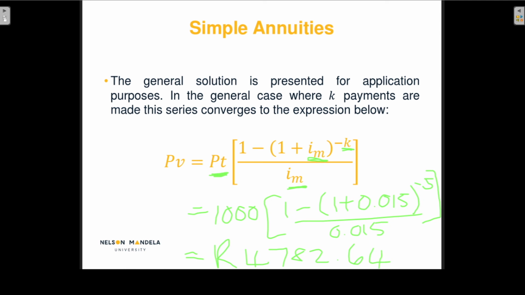And you will see, and that is to be expected, that this present value is less than the 5 payments, and that is because of the influence of interest. So you can't just take 5 times the 1,000 rands. You have to take into account the influence of the interest.